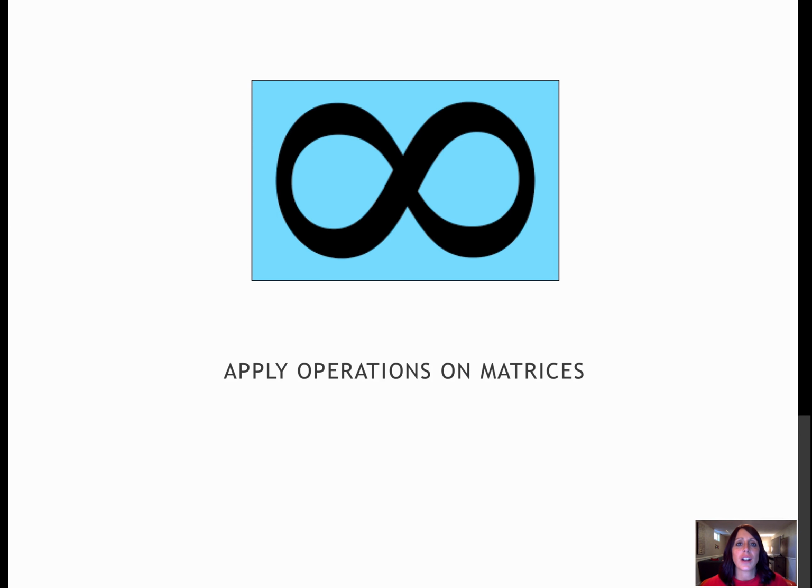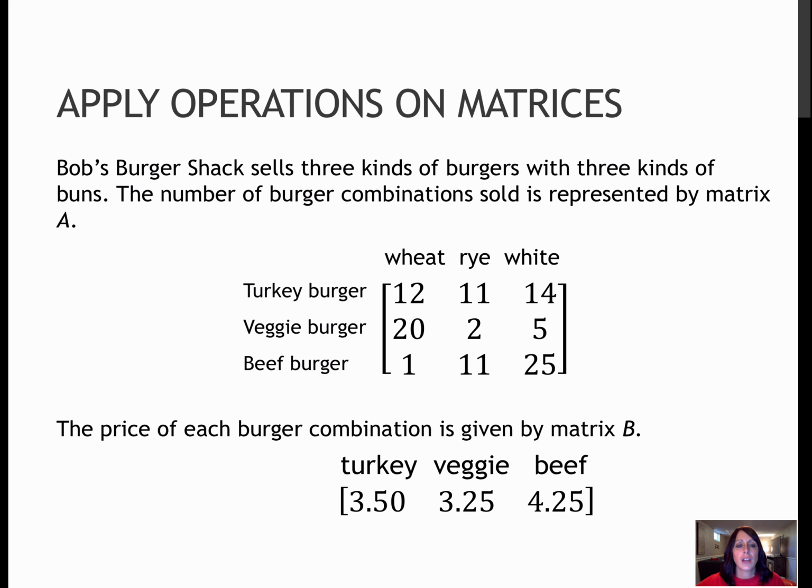In this lesson, we'll talk a little bit about applications of operations on matrices. So we have Bob's Burger Shack that sells 3 kinds of burgers with 3 kinds of buns, and the number of burger combinations sold is represented by the first matrix, matrix A. So we have turkey burgers, veggie burgers, beef burgers, and then wheat, rye, and white buns. The price of each burger combination is given by matrix B.